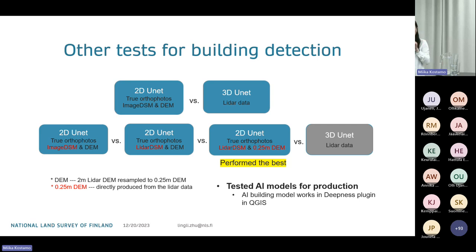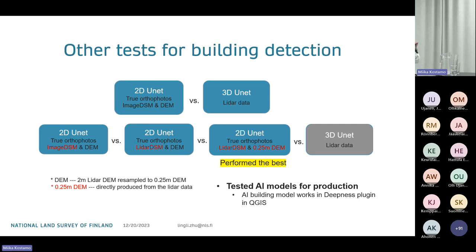you can also download from our open source from the National Land Survey of Finland, and then we resampled those to 25 centimeters DEM. Because during this testing, all of our datasets have been used with 25 centimeters resolution. So we had to resample those 2 meters DEM to 25 centimeters DEM. And you can imagine this DEM was not very accurate. And then with this red color, the 25 centimeters DEM was directly produced by our LiDAR team directly from this LiDAR dataset.